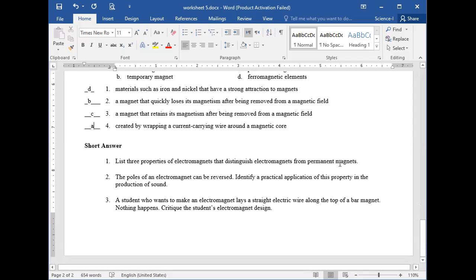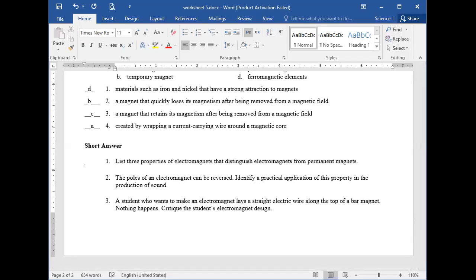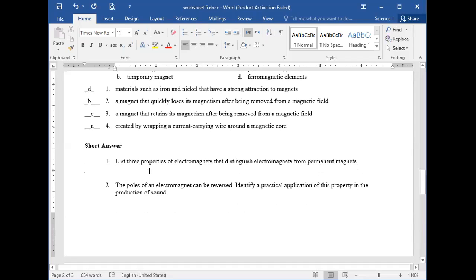Let's pass to the short answer questions. So here he asked, list 3 properties of an electromagnet that distinguish electromagnets from permanent magnets. That means what are the main 3 differences that the electromagnet has rather than the permanent magnet? Who can answer, guys? Yes, Hannah Hamdi?